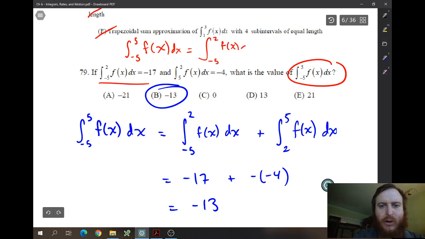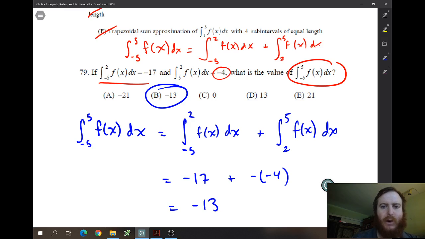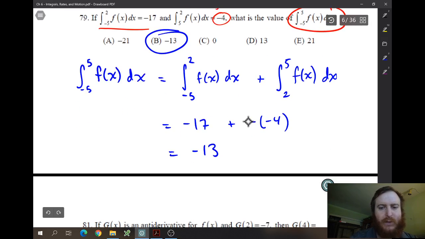Now I need to start with an integral with 2 on the bottom because now we're at 2. Does my other integral have 2 on the bottom? It doesn't, but I can always flip my endpoints. If I flip my endpoints, then instead of being -4, this value flips to +4, right? So we get -17 plus 4, which is -13.